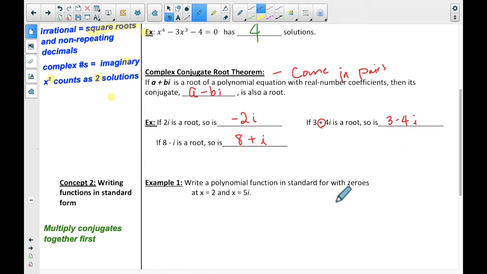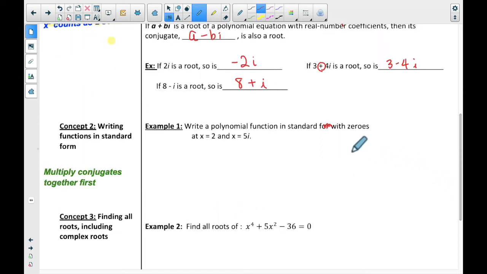All right. So we're going to use that information here in this one because this is write a polynomial function in standard form with zeros of these. So if we knew what the zeros were, then we can make factors out of them. For instance, x equals 2, that really means that the factor is x minus 2. And if x equals 5i, then the factor is x minus 5i. And then we just learned this rule up here. If 5i is a factor, then so is negative 5i. So that means we also have a factor of x plus 5i.